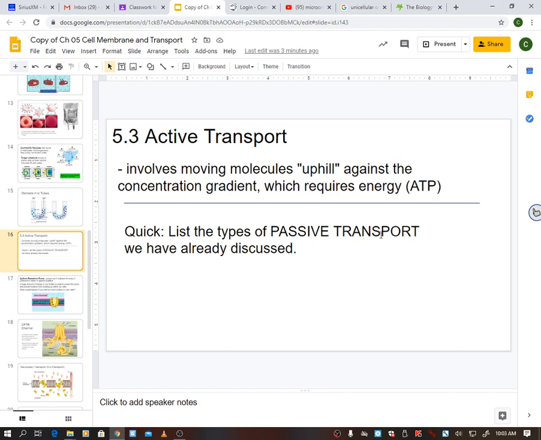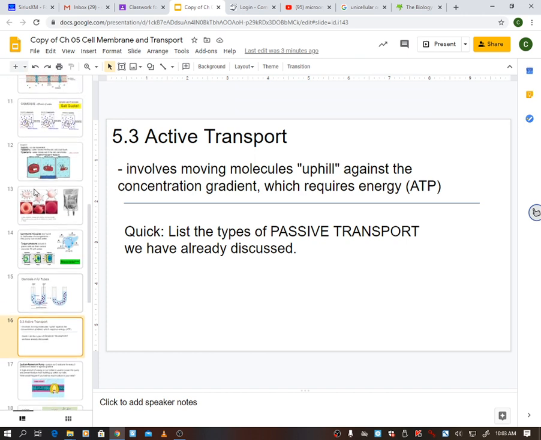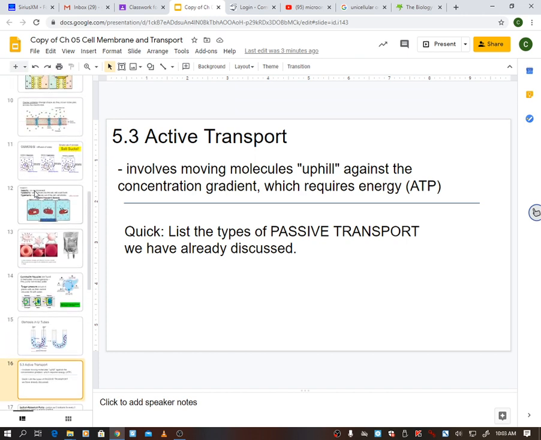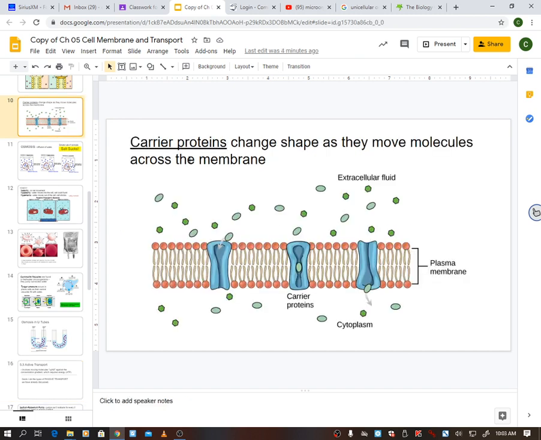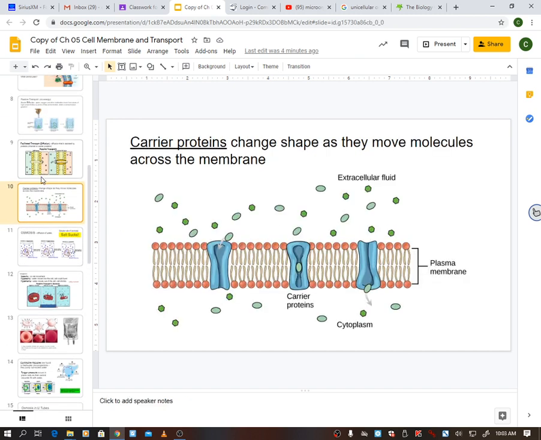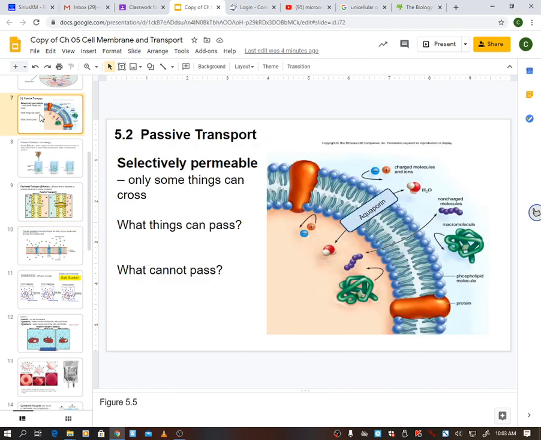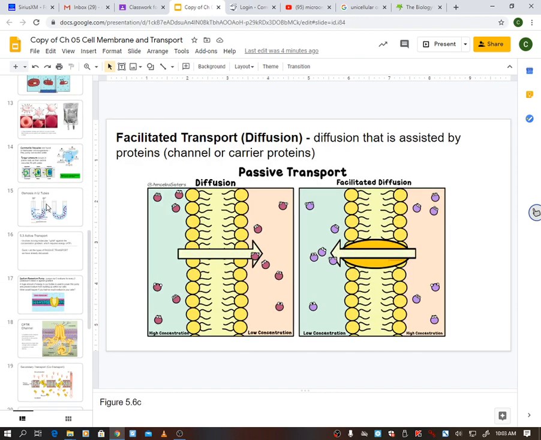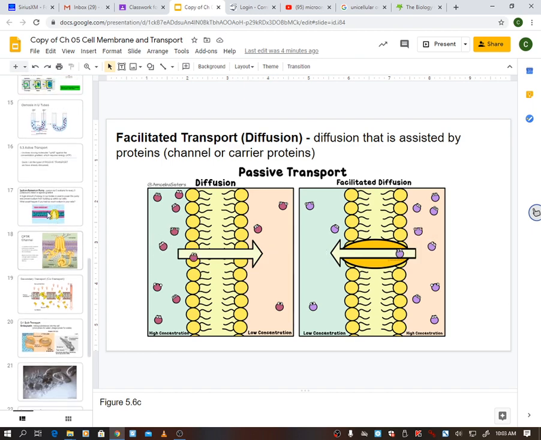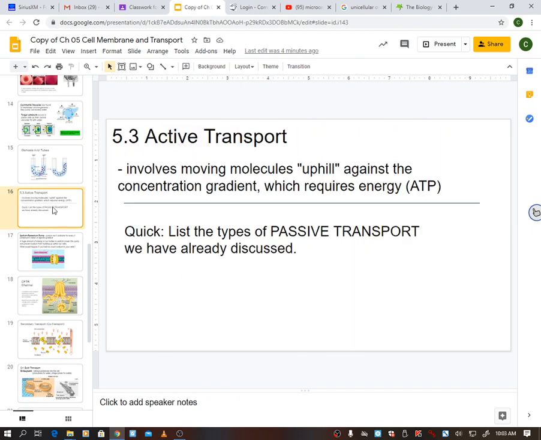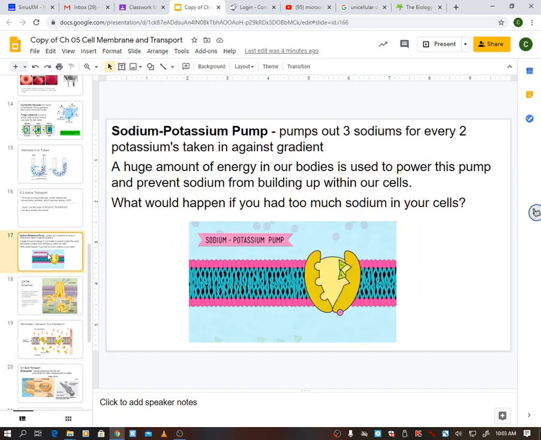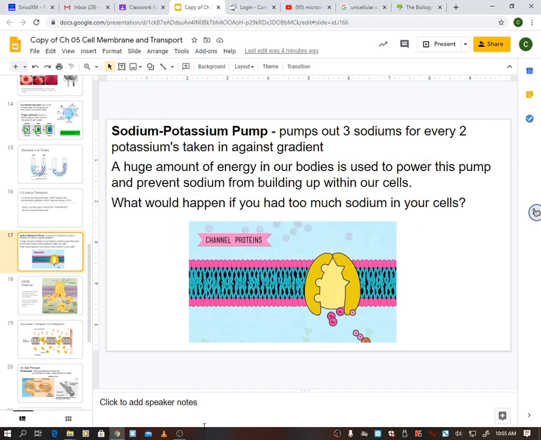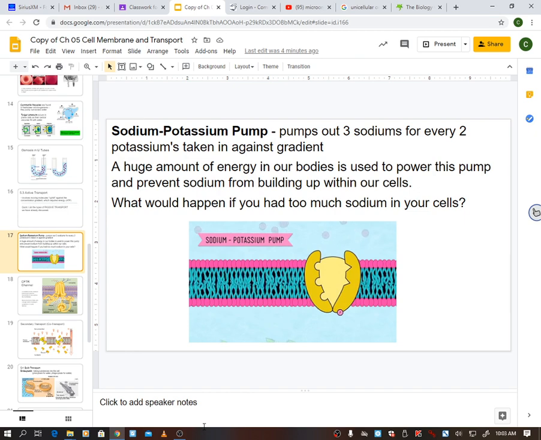So the types of passive transport that we've already discussed, well, we saw you have diffusion, you have facilitated diffusion, you have these carrier proteins that we saw back here, all part of passive transport. So there's a lot, and we'll have a worksheet that summarizes all of this in one chart. So we'll have that, and it'll be good to look back at this and use these notes to help you answer those.